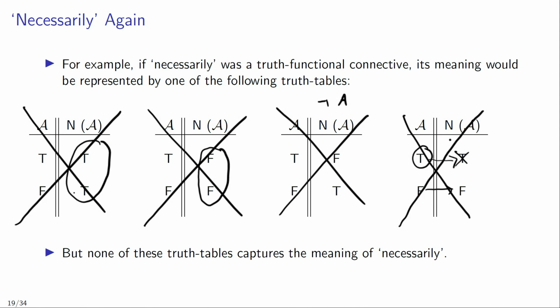And so the upshot is, again, that none of the four possible truth tables that may in principle represent the meaning of necessarily, in fact captures the meaning of necessarily. And so that means that the meaning of necessarily cannot be represented by a truth table, and that means that it is not a truth functional connective.